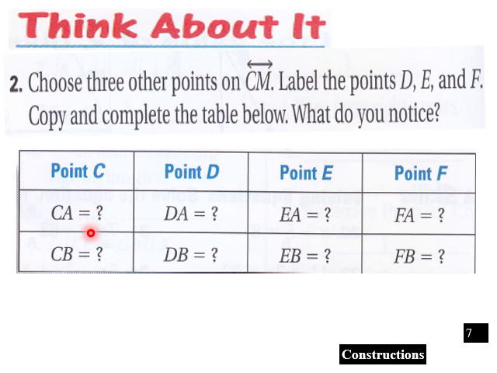So we have point C, CA, and CB. What's the length of those? Then point D, measure the length of those. Then point E, measure the length of those. And point F. So you put D, E, and F on your perpendicular bisector, and then you measure out. What do you notice about these?